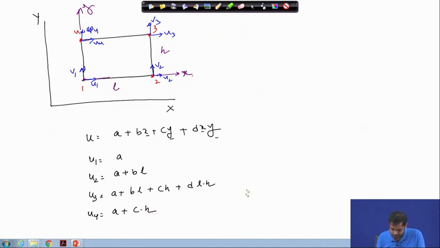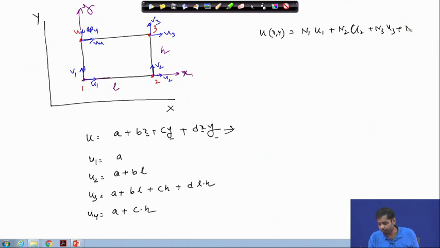So, these are four equations we have. We have to find these constants A, B, C, D, four constants, and then substitute them in this expression. If you do that, we finally get u of x, y is equal to n1 u1 plus n2 u2 plus n3 u3 plus n4 u4. Similarly, we can have a similar expression for v.